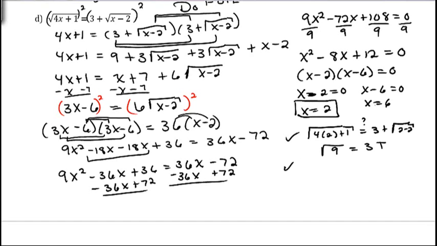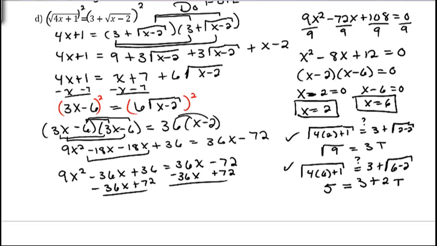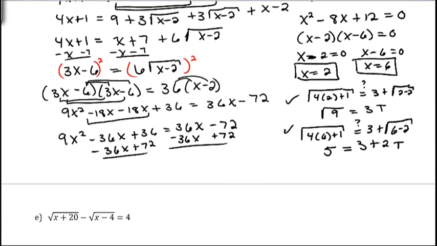And then we also need to check 6. So square root of 4 times 6 plus 1. Is this equal to 3 plus the square root of 6 minus 2? So here we get the square root of 25, which is 5. And here we have 3 plus, this is the square root of 4, which is 2, and so that one also works. So both of them work this time, but again, they don't always, so you have to make sure that you do that check.